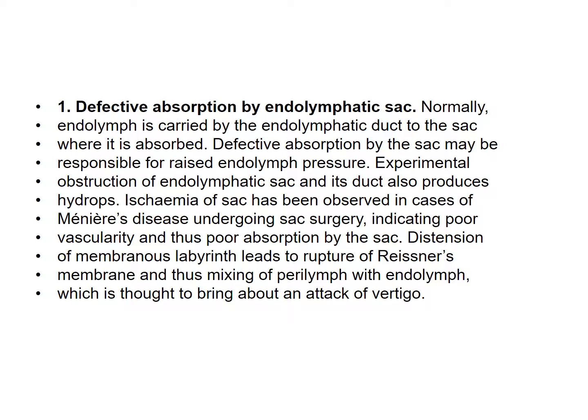Experimental obstruction of the endolymphatic sac and its duct also produces hydrops. Ischemia of the sac has also been observed in cases of Meniere's disease undergoing sac surgery, indicating poor vascularity and thus poor absorption by the sac. Distension of the membranous labyrinth leads to rupture of Reissner's membrane and thus mixing of the perilymph with endolymph, which is thought to bring about an attack of vertigo.